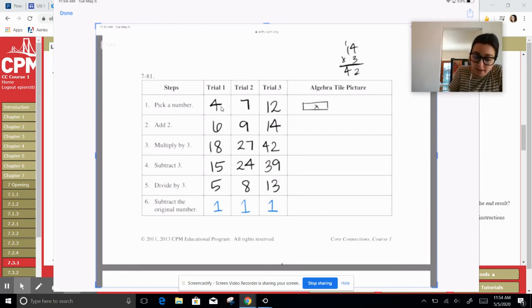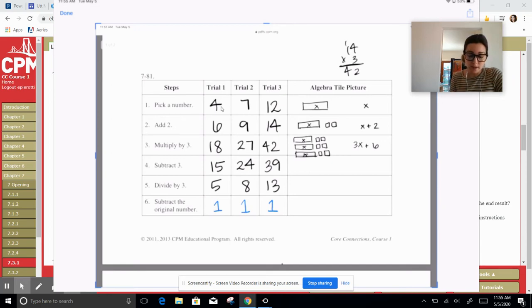Okay, and from there, we can use unit tiles to represent everything that we're changing about X. So if I add 2 to that, then that would be X plus 2 units. And if I multiply that whole thing by 3, then I would have 3x tiles and 3 groups of the 2 unit tiles. So now I have 3x plus 6. And I'm just going to write these on the side here.